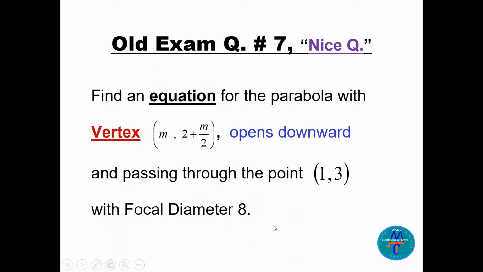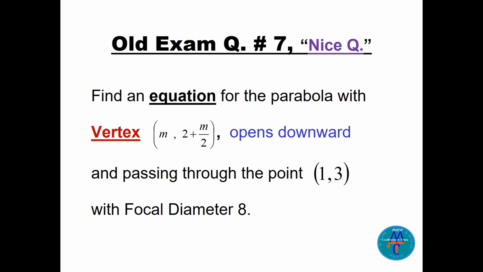Now, to know more about the focal diameter, you can visit lecture 37 in the pre-calculus course, to know the definition, what is the formula, from where we get it, and all that. Okay, ready? Did you try this?